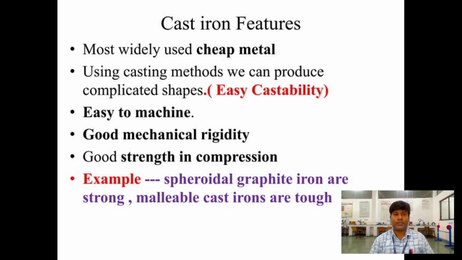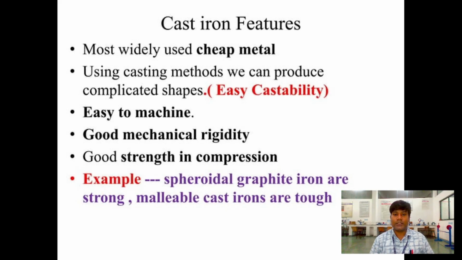Cast iron features: because it is cheap, it is widely used, or you can say it is generally used because it is easily available. It can be easily cast in any complex shape. That is also one important factor for its common use. And it is also easy to machine. It also has good mechanical rigidity.